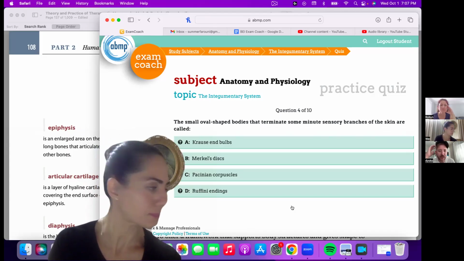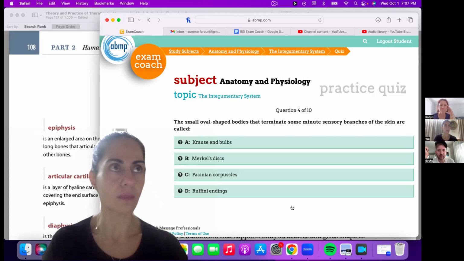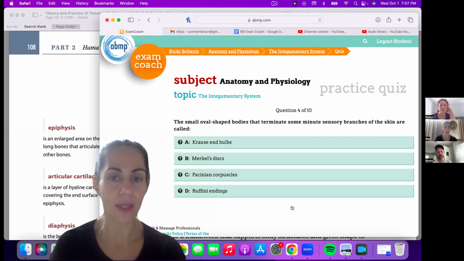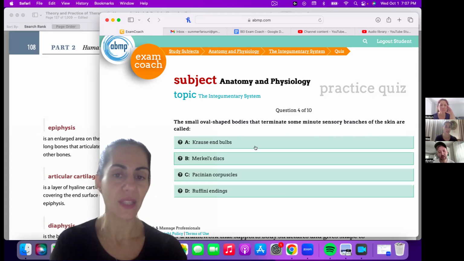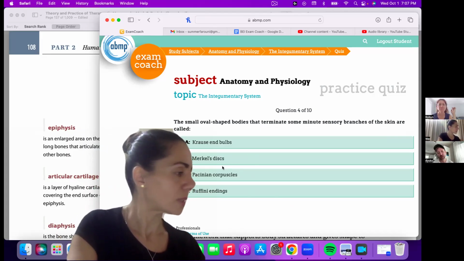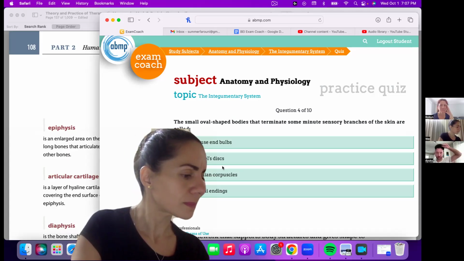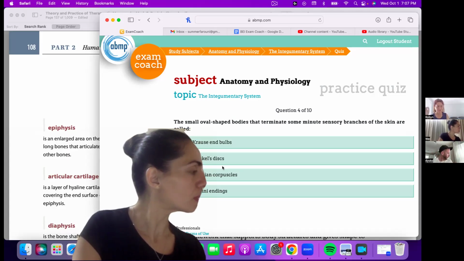Okay, the small oval-shaped bodies that terminate some minute sensory branches of the skin are called. Is this the muscles? No, all of these are sensory organs, and they feel pressure, deep pressure or superficial pressure, or heat or cold, and you will find those in your book. Let's go to the graph. There's supposed to be one.